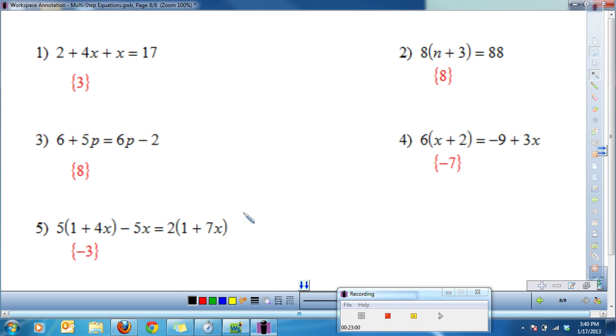Alright, here are the solutions to your equations. So you should have that x is negative 3. You should have that n is 8. P is 8. X is negative 7. And x is negative 3. If you get stuck, make sure that you write down any questions you may have to ask your teacher when you get back to class.